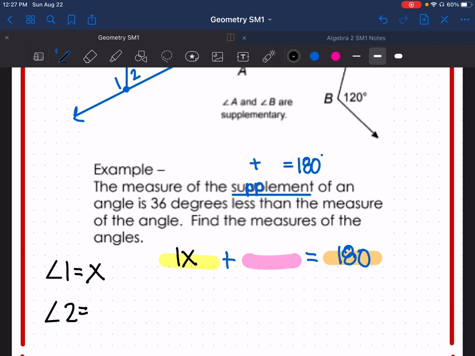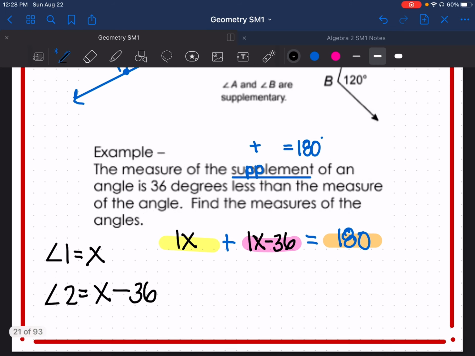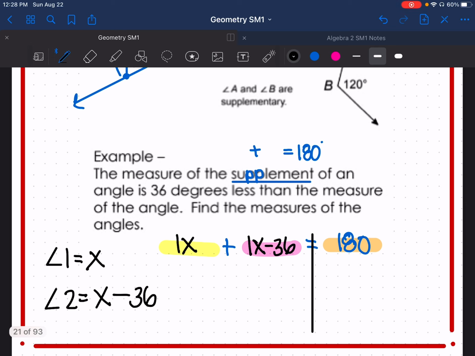Then it says, the measure of the supplement of an angle is 36 degrees less than the measure of the angle. Well, the measure of the first angle is X. Less than would be minus, and the 36 has to go behind it because less than, remember, says it's subtraction and the number goes behind. So X minus 36. Remember, there's an invisible 1 with it once again. We're ready and we can go ahead and solve.